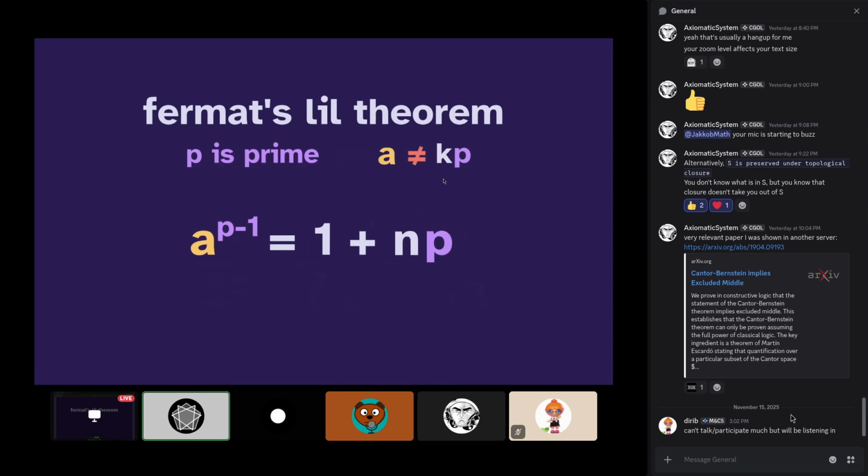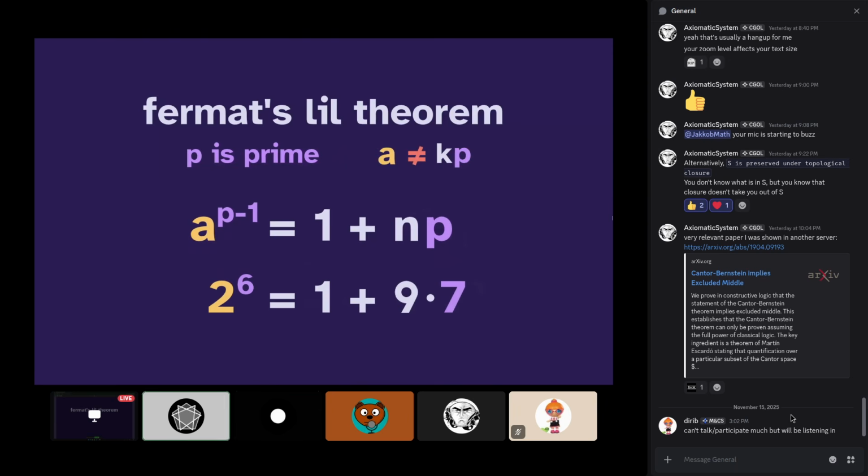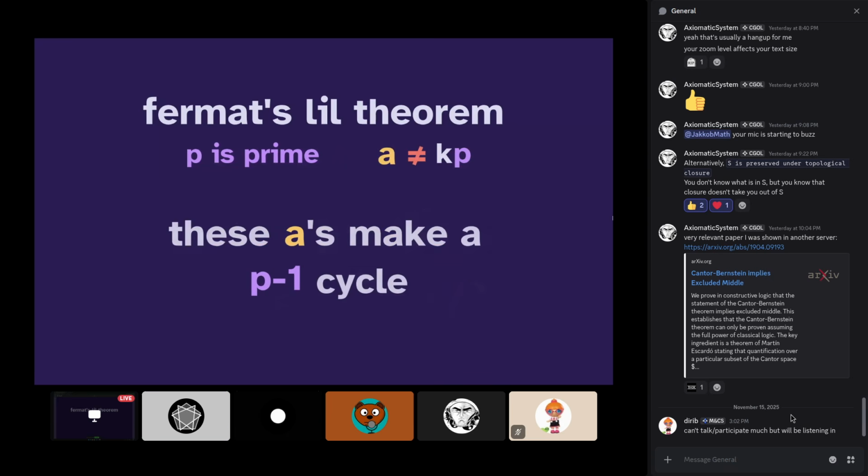And this is actually, I think, more interesting. It says that everything returns to 1 instead of itself. So any number will give us the multiplicative identity after p minus 1 exponents. An example of this, 2 to the 6 is 1 mod 7. And so these a's make a p minus 1 cycle. So it's actually a little stronger than just when we raise them to the p minus 1 power.